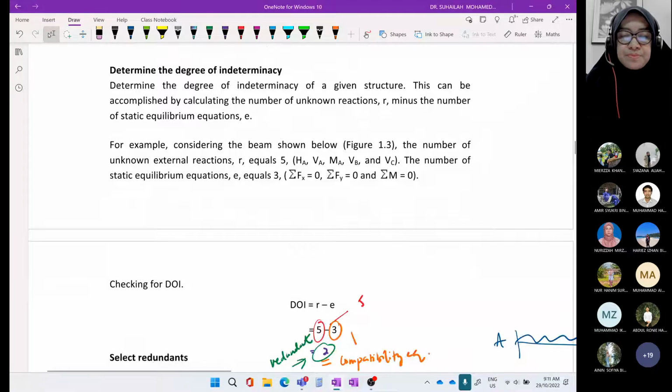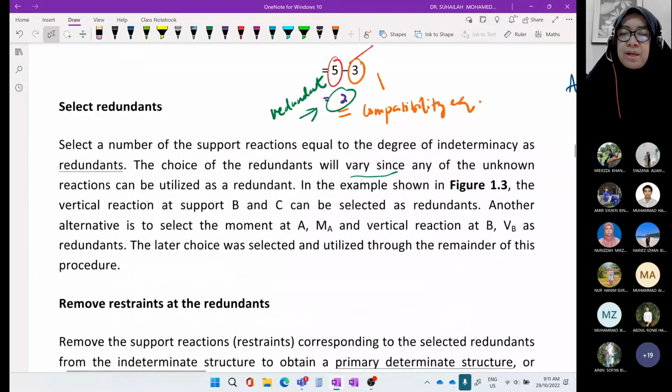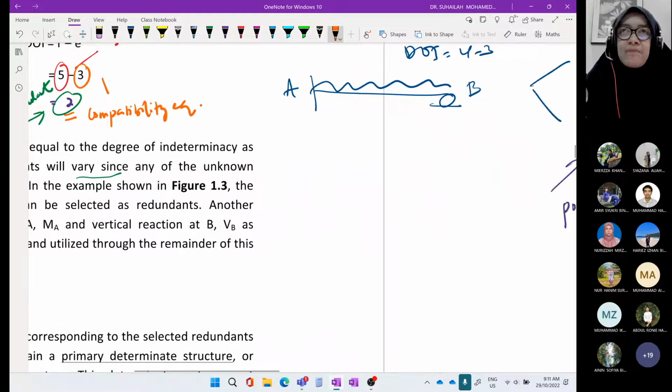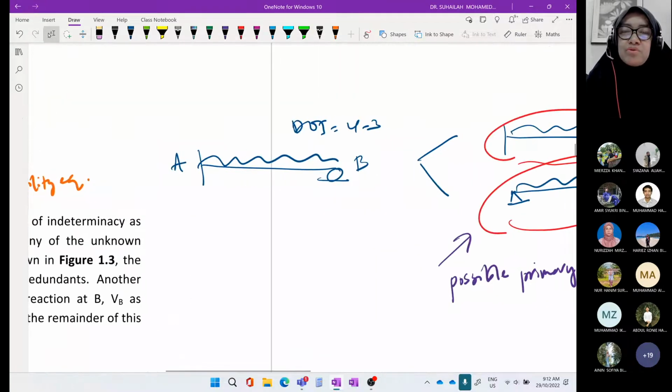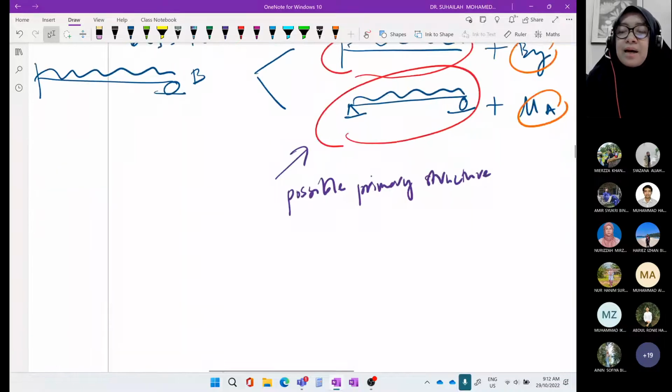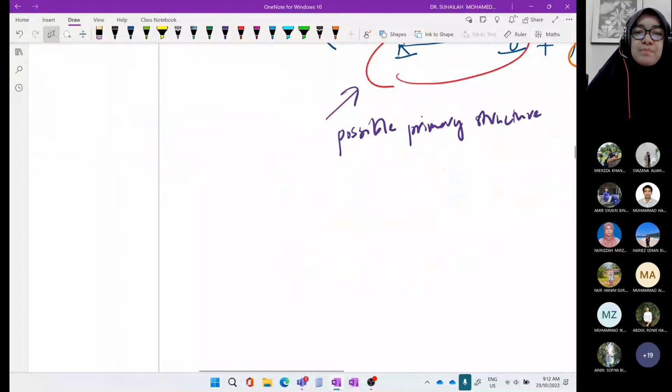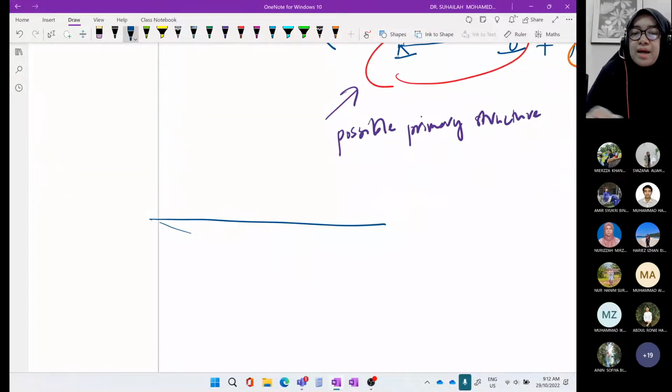So this is the meaning of the statement that the choice will vary. The choice of redundant will vary since any of the unknown reactions can be utilized as redundant. Not all, but after removing the redundant, we have to make sure that we get either a simply supported beam or a cantilever beam. For example, we now have fixed, roller, roller.